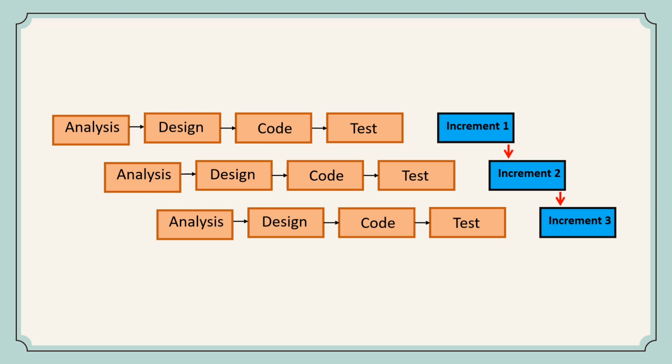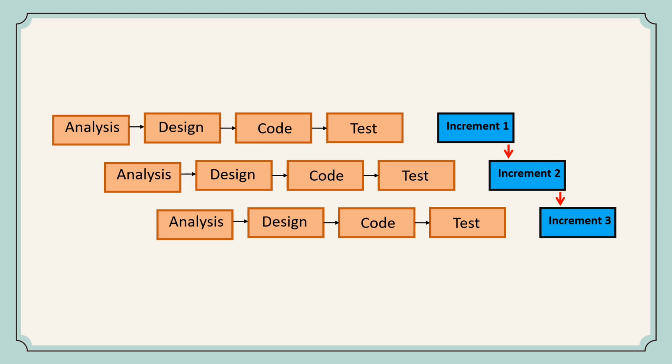Next is design. The design phase involves creating a blueprint for the increment, outlining the architecture, components and interfaces. Next is code. The coding phase involves implementing the design into actual code. The last phase is test. The testing phase involves verifying that the code meets the specified requirements and identifying and fixing any defects.